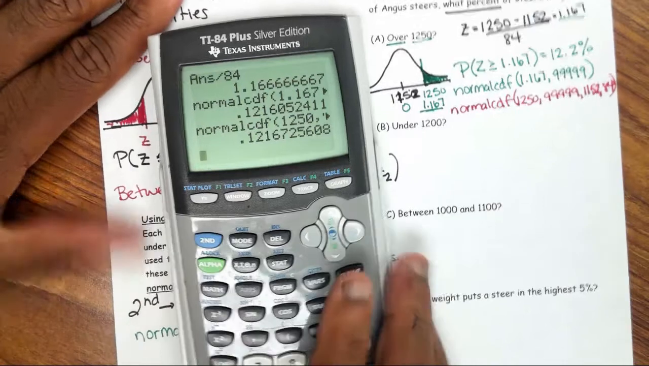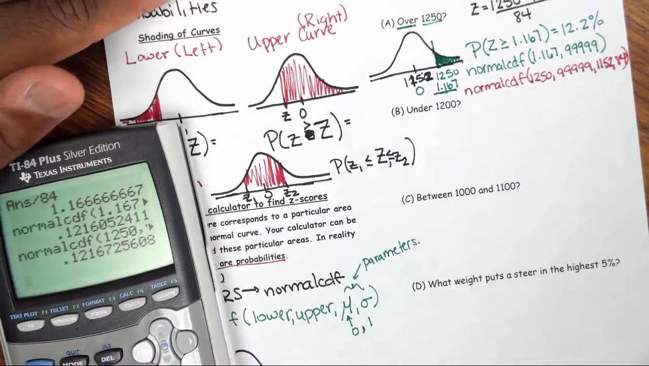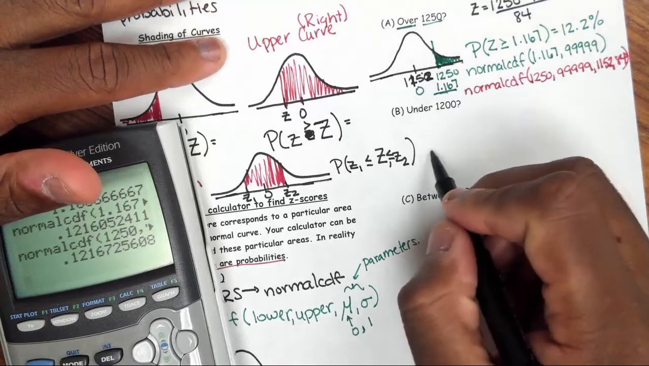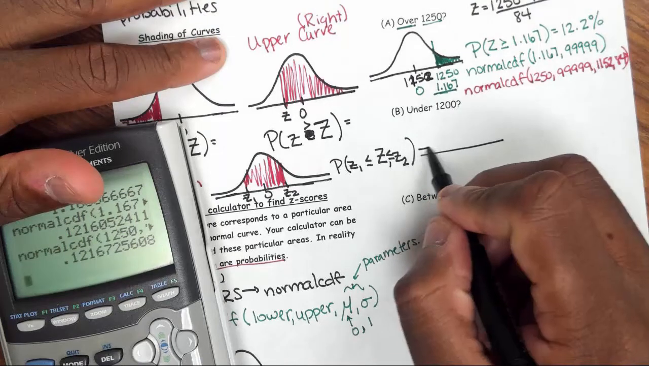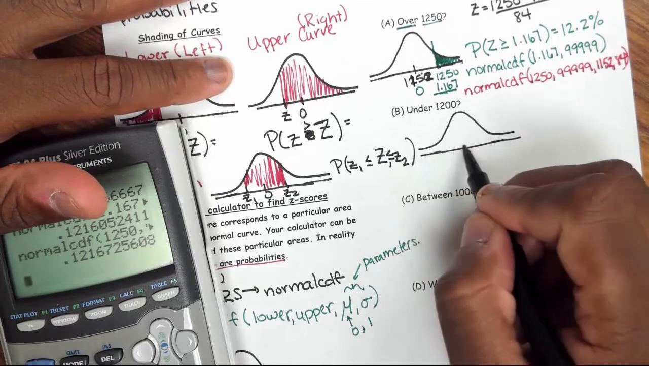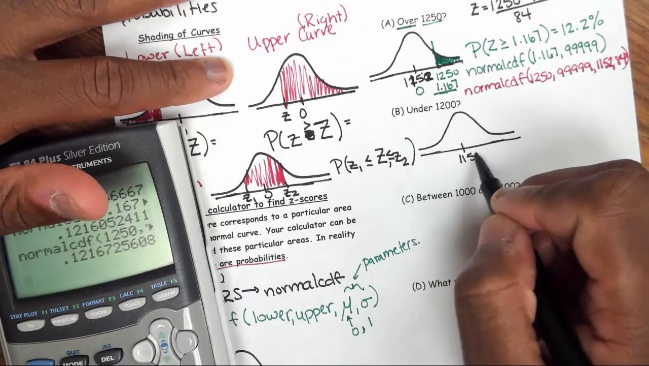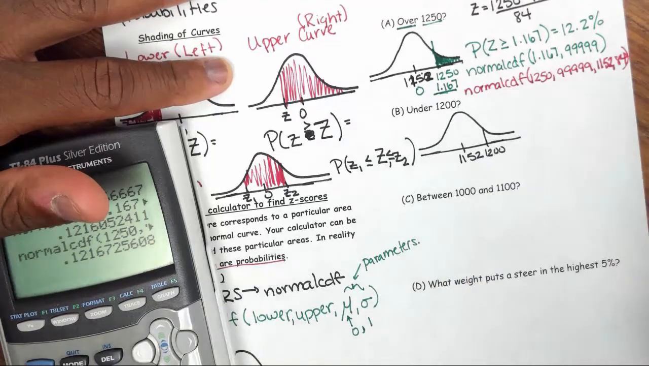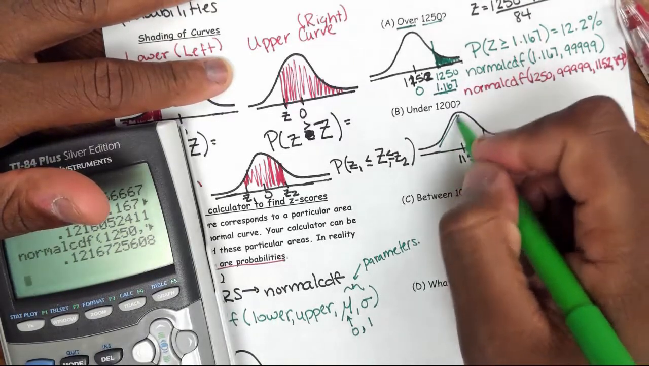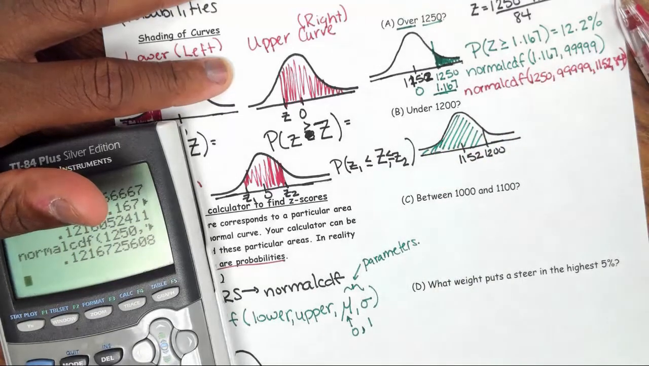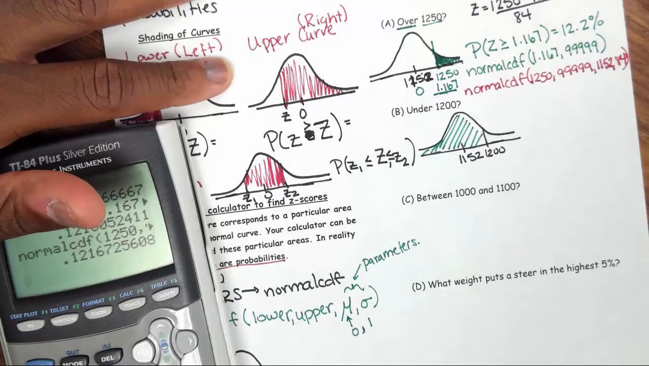So, the next one, under 1,200 pounds. Again, the first thing you're going to do is draw your curve. So this time, you set your mean again at 1152. Find 1,200, which is out here somewhere. You want to know under 1,200. Under 1,200 means to the left. This is the left curve. So find your z-score again.